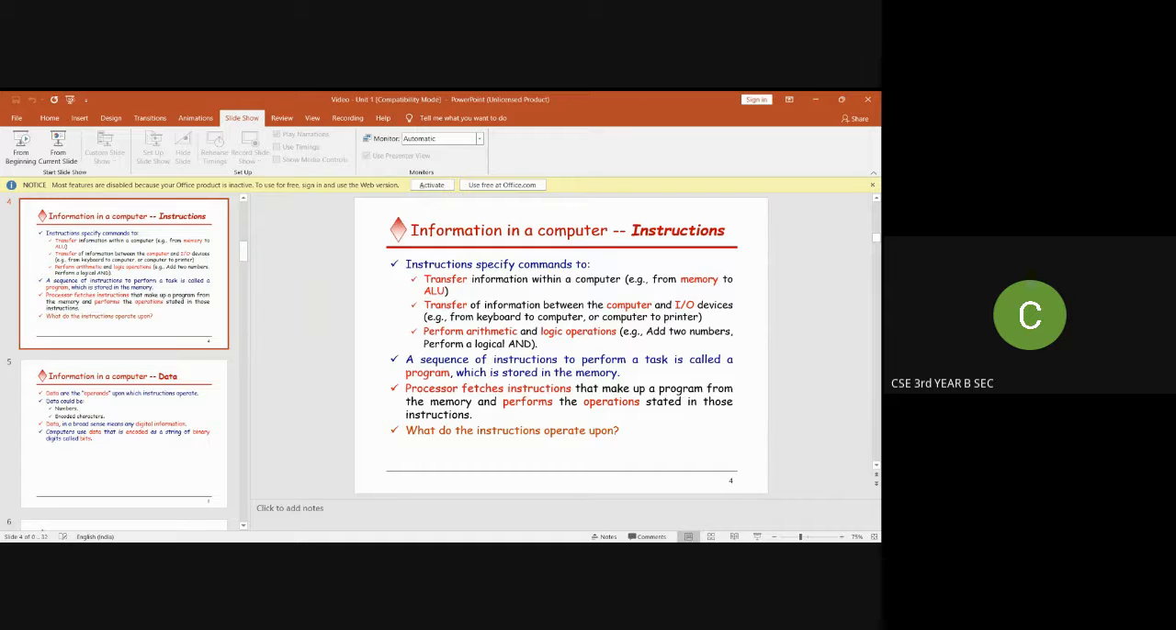A sequence of instructions to perform a specific task is called a program, and the program must be stored in the memory. The processor fetches the instructions that make up a program from memory and performs the operation stated in those instructions.